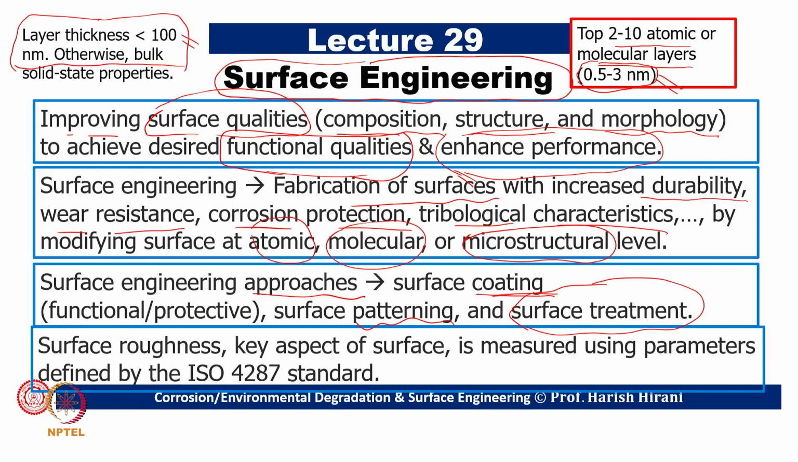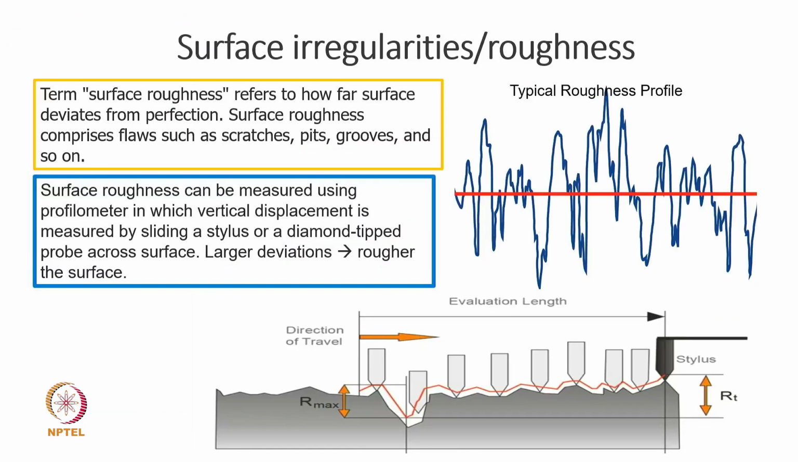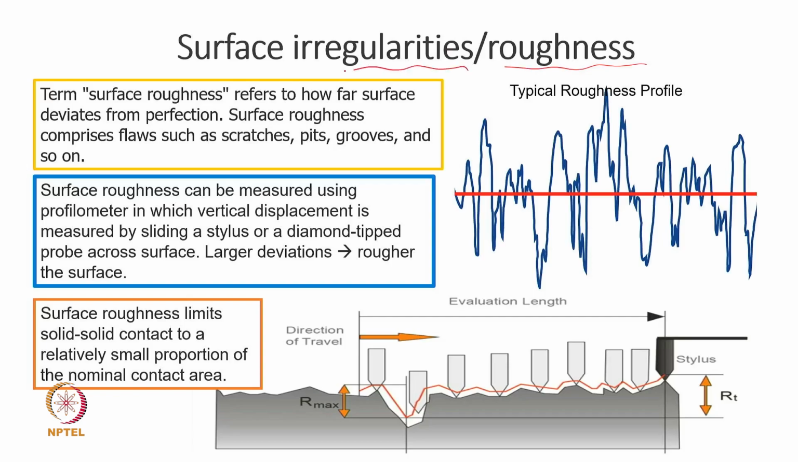Now, before starting this whole topic, the first key aspect of the surface is surface roughness. And we know there is an established standard for that, that is ISO 4287. That standard defines all the parameters related to surface roughness, and then we will try to connect this with surface engineering in the present lecture. So, what is surface roughness? Basically, surface roughness is related to irregularities on the surface, and we know most of the damage on the surface happens because of the irregularities, and irregularities really look very awkward at the micron and nano level.